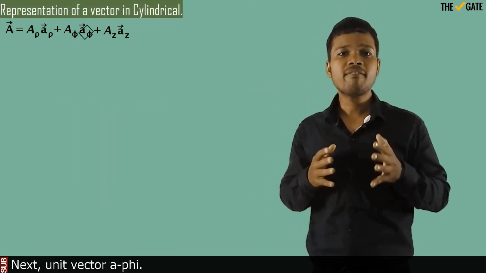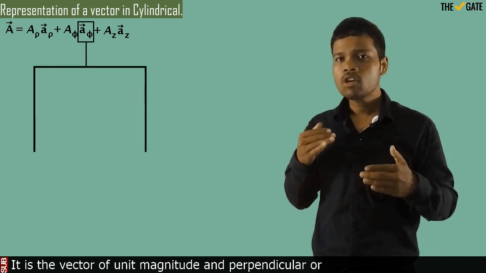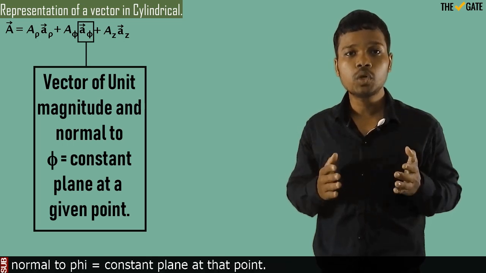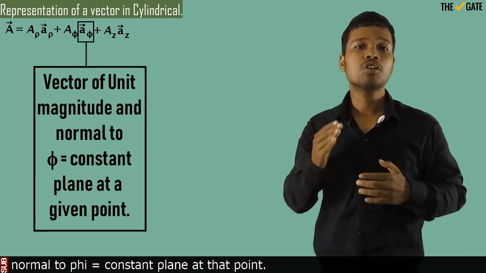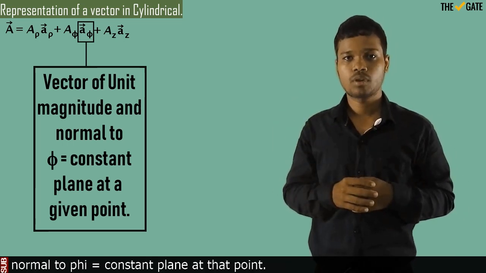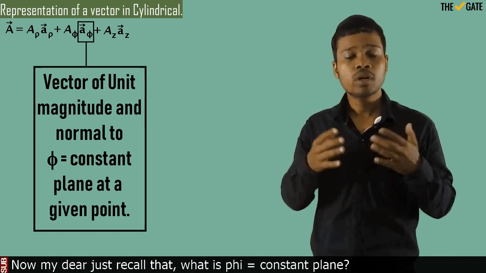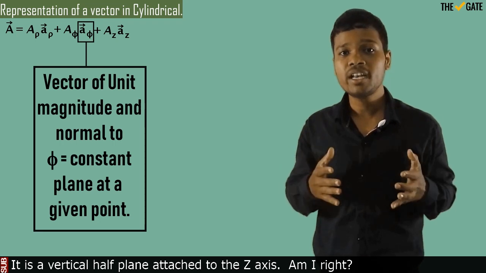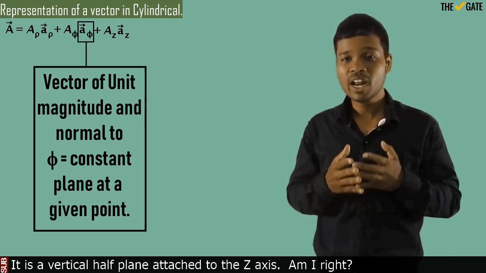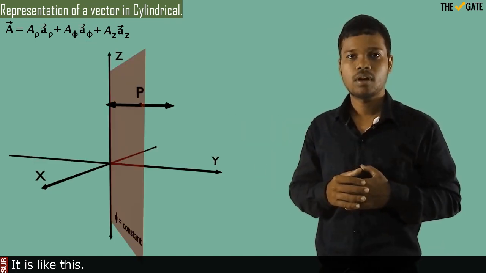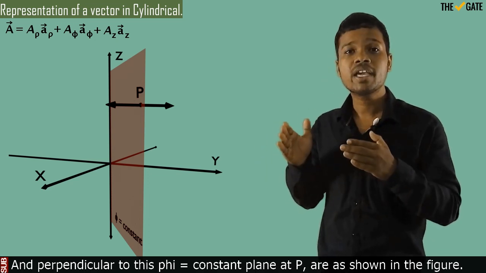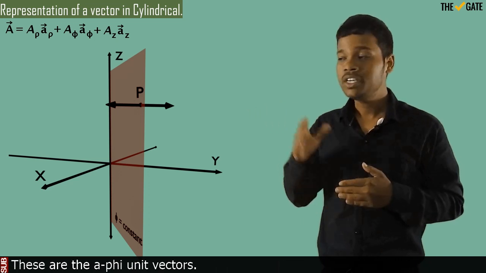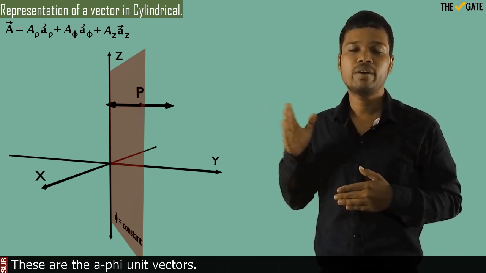Next, unit vector a phi. It is the vector of unit magnitude and perpendicular or normal to phi equal to constant plane at that point. Now, my dear, just recall that. What is phi equal to constant plane? It is a vertical half plane attached to the z-axis. Am I right? It is like this. And perpendicular to this phi equal to constant plane at P are as shown in the figure. These are the a phi unit vectors.